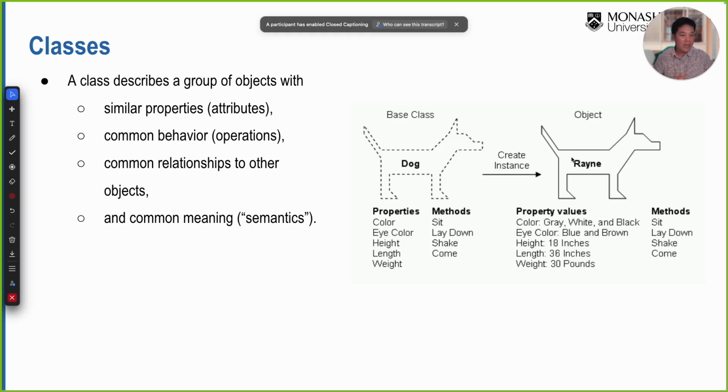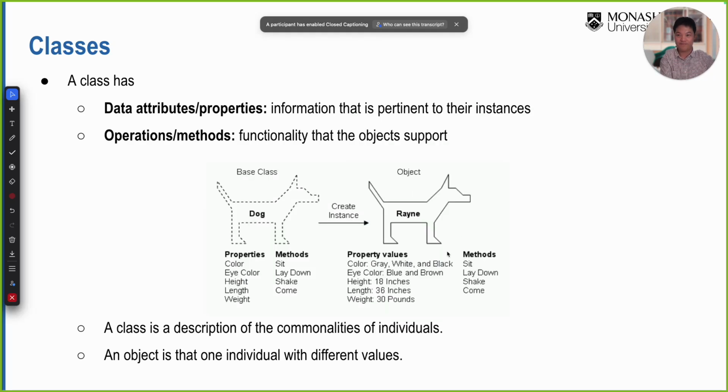When we create an instance, an object called Rain, which inherits from the base class dog, the properties and the methods will be the same. It shares some similar properties, some common behavior, some common relationships to each other. So it has a color, eye color, height, length, weight. They are the same. It can do the same methods as well: sit, lay down, shake, come. That's a class.